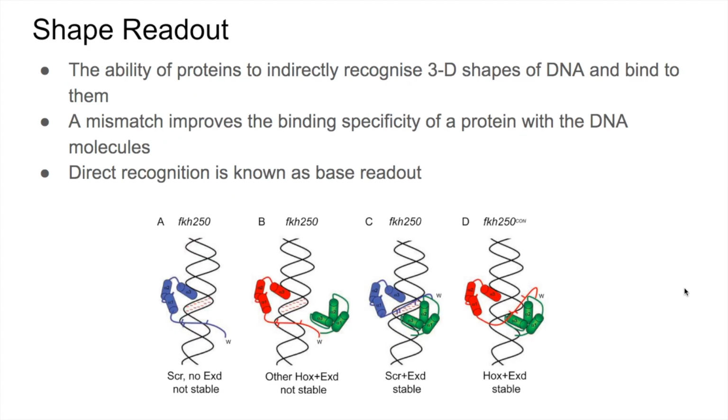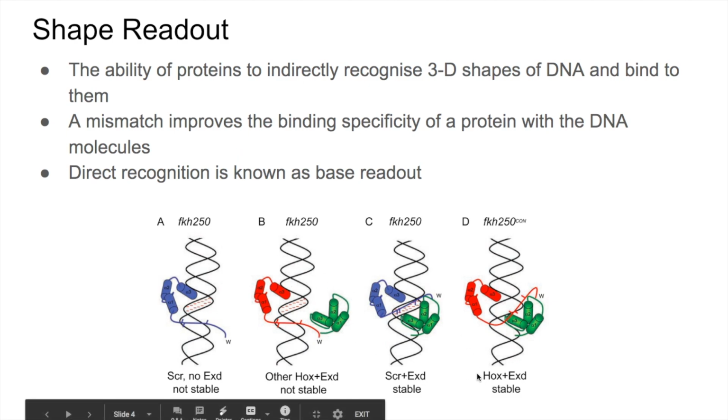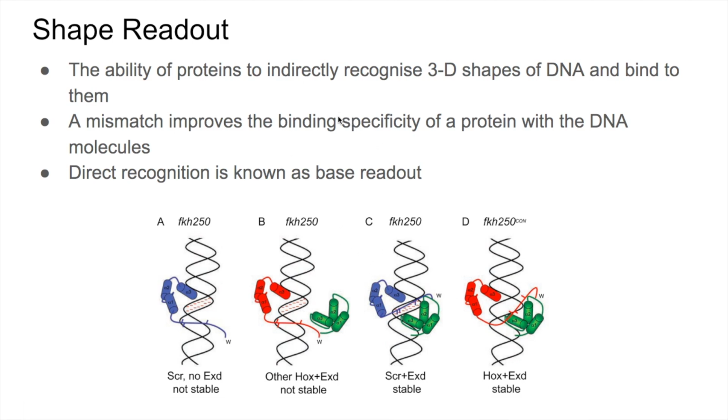Let's look at the mechanism through which this happens. The ability of proteins to indirectly recognize 3D shapes of DNA and to bind to them is known as shape readout. And by shape readout, we mean that it recognizes the overall shape. So, for example, if the DNA has a major or a minor groove, that could be recognized by a specific protein, and the DNA and the protein could attach to that part of the DNA.